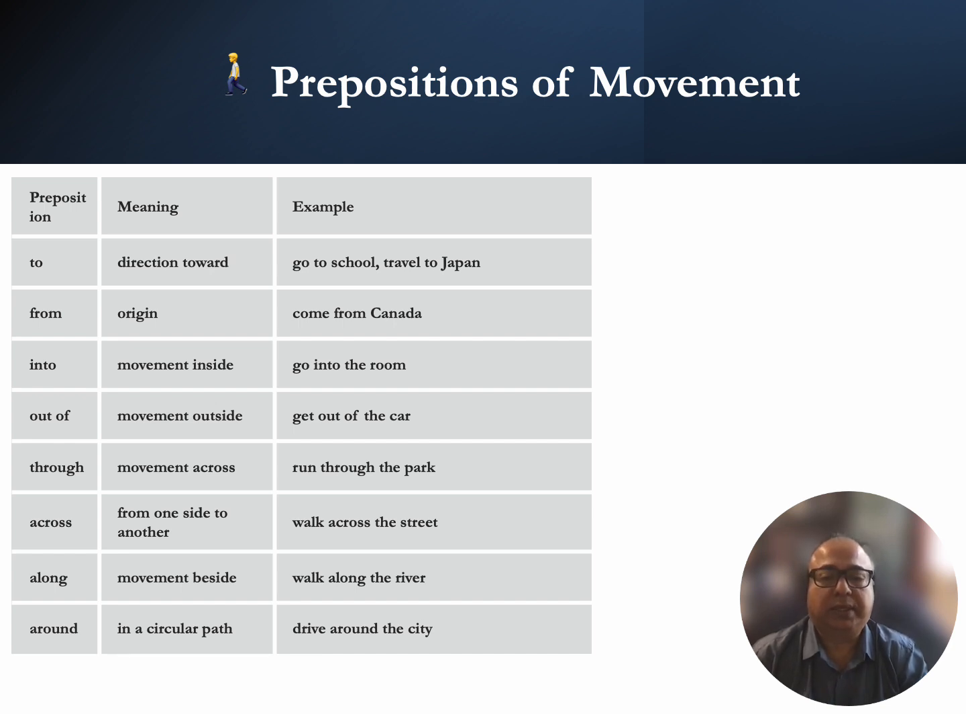So these are prepositions of movement. I suggest that you pause the video now and look at the prepositions to, from, into, out of, through, across, along, and around. And the meaning is given right next to each preposition. And there are some examples of how we use these prepositions. To, I travel to Japan. Or I go to school 4 days a week or 5 days a week, Monday through Friday. To, direction toward.